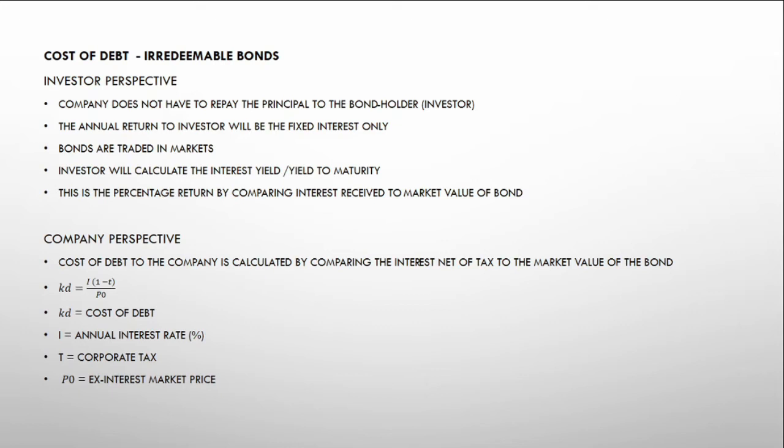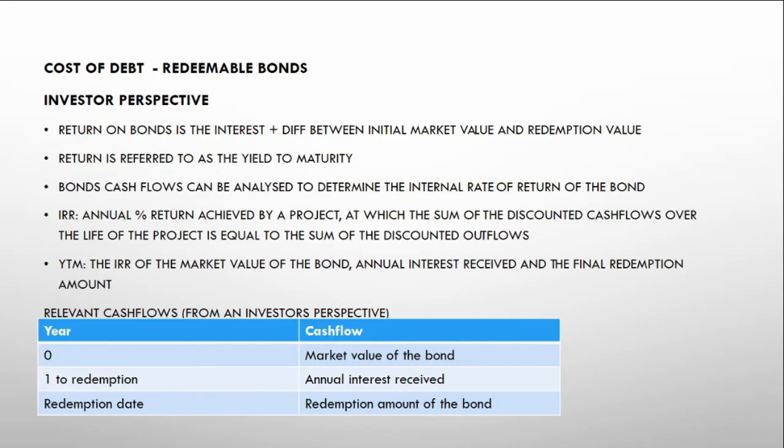So just remember, when you are looking at the cost of debt, we want to know what the interest is net of tax. And the reason for this is that when the company pays interest to the bondholder, it will receive a tax deduction for that interest, which will reduce its taxable profits, and it will also reduce the tax paid to SARS.